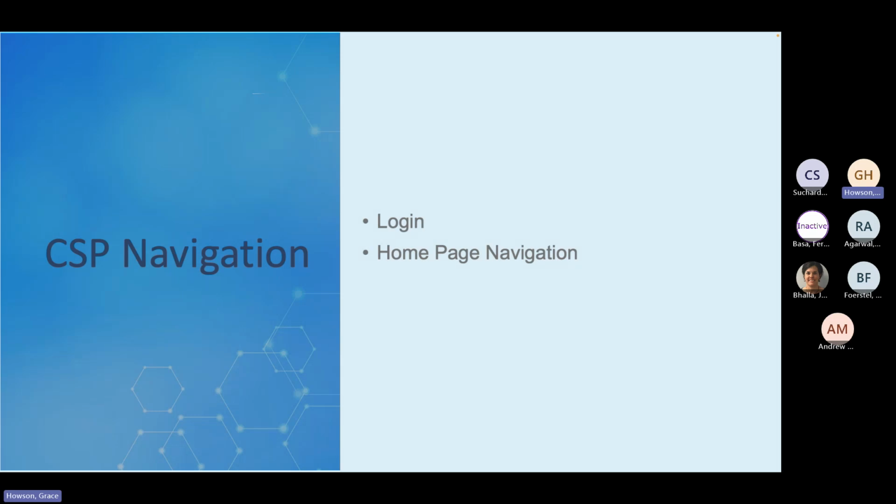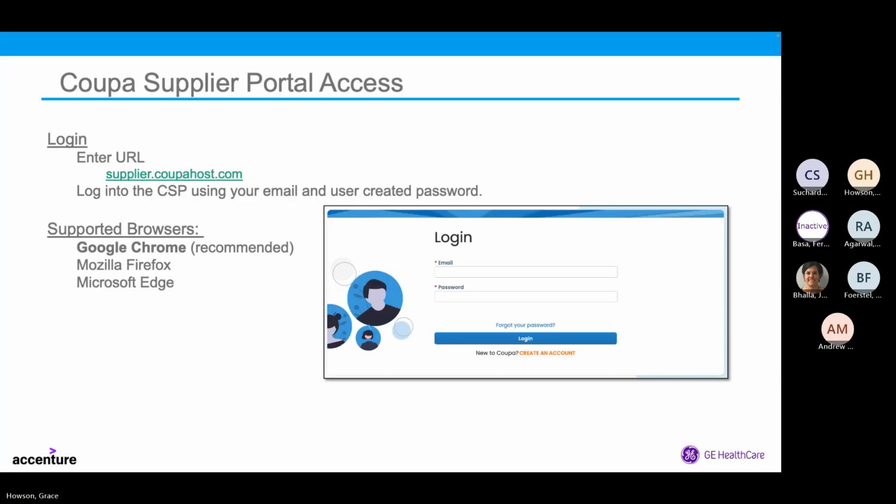Next, let's go over the CSP login process and how to navigate once inside the portal. Go to supplier.coupahost.com and log in using your email and the password you created. We recommend using Google Chrome while in this CSP, but Firefox and Edge are also supported.